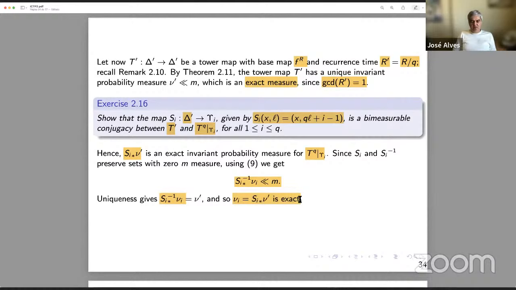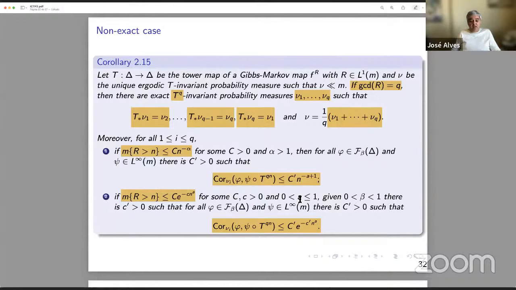So we obtain the decomposition, the exactness, and so we have this. So this is the decay of correlations. There's nothing to be proved because this tower now is in the conditions of the tower with GCD, GCD equal to 1, okay?